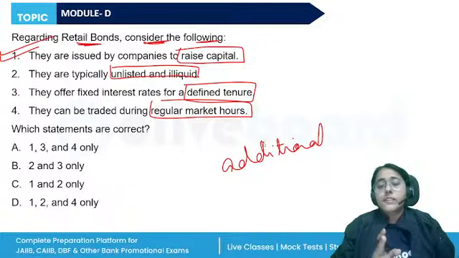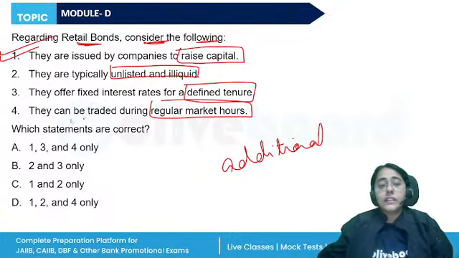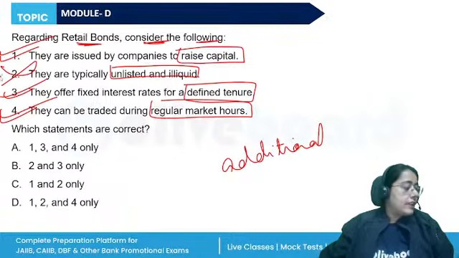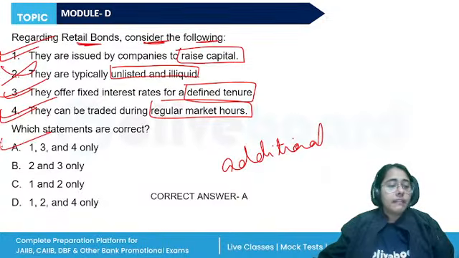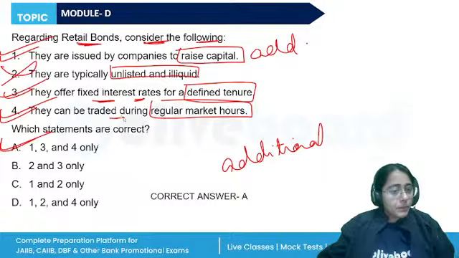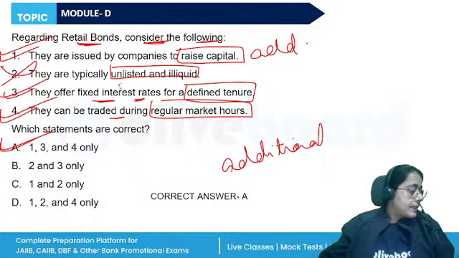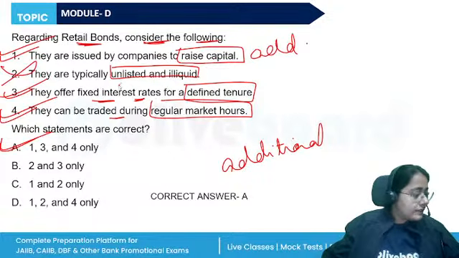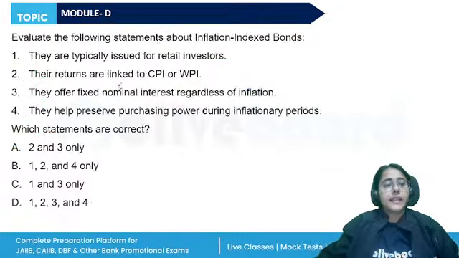However, the retail bonds are typically listed on the stock exchange. They can be bought and sold during the regular market hours. They are not unlisted, they are not illiquid. The correct answer should be A, 1, 3, and 4. To raise additional capital, they are offered for a fixed tenor and fixed interest rate. They can be traded during regular market hours, so they are listed and liquid. They can be bought and sold on the exchange. Clear, everyone? The correct answer is A.